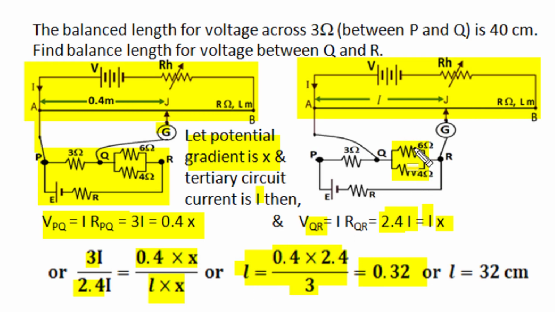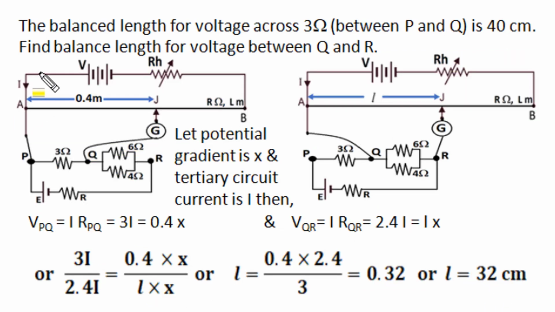So this parallel combination of 4 ohm and 6 ohm will balance on this AB wire at 32 centimeter length. These two balance lengths, 40 centimeter in the first experiment and 32 centimeter in the second experiment, correspond to the resistances used in the tertiary circuit, 3 ohm in the first case and 2.4 ohm in the second case. So 3 ohm has a proportional balance length of 40 centimeter and 2.4 ohm has a corresponding balance length of 32 centimeter.